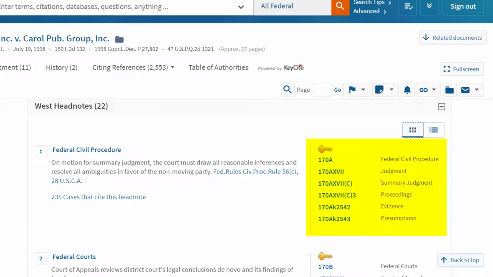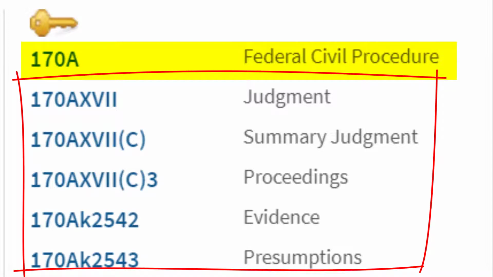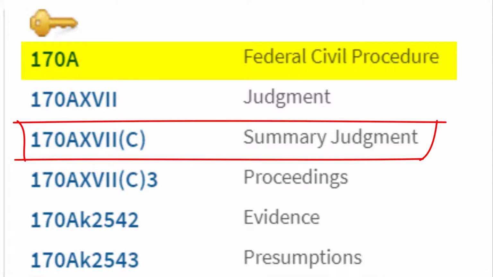Remember how John West assigned every area of law a number? These are those numbers. We'll talk more about this later, but these concepts are organized from general to specific. So federal civil procedure is 170A, and as we go down into the subtopics, you will see different numbers, all beginning with 170A though, because they all relate to that main topic. So the topic summary judgment is identified by this unique number.